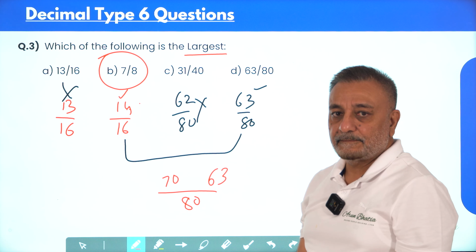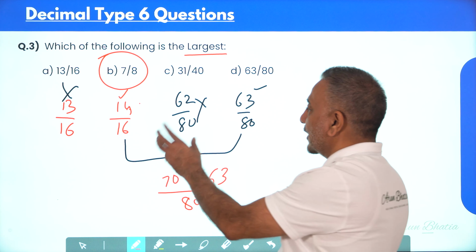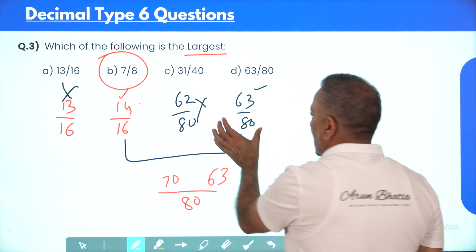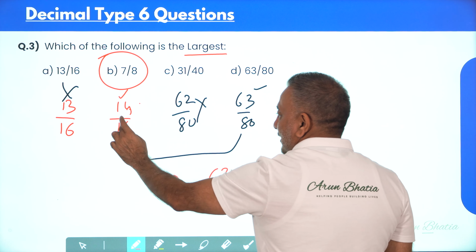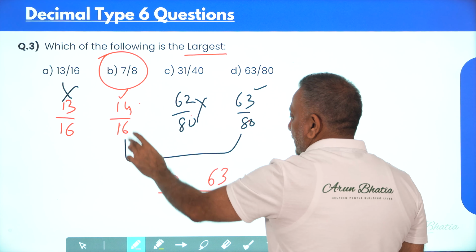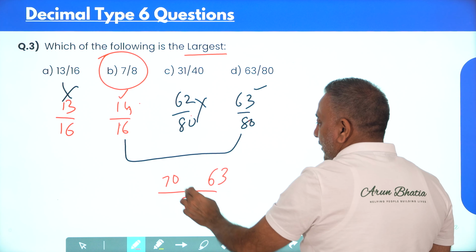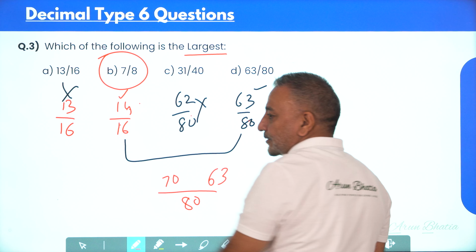You're clear? This method you can use. Again repeating, make the same base, then you will find this is larger than this, and this is larger than this. Then compare these by taking the LCM and you find that this is the largest.